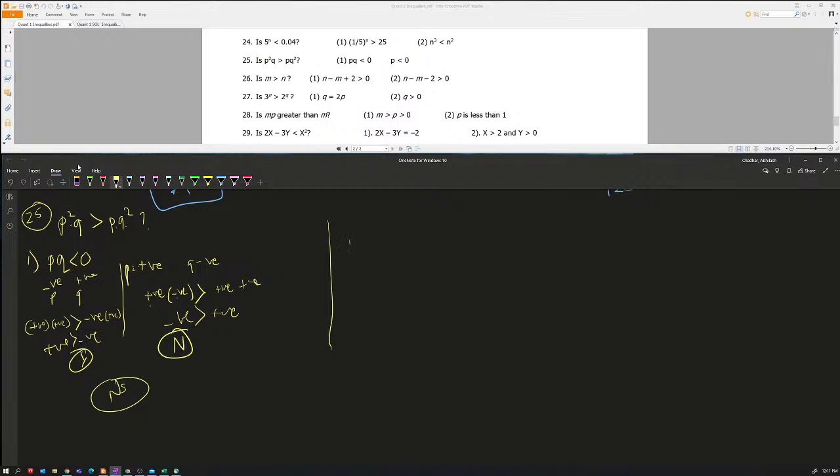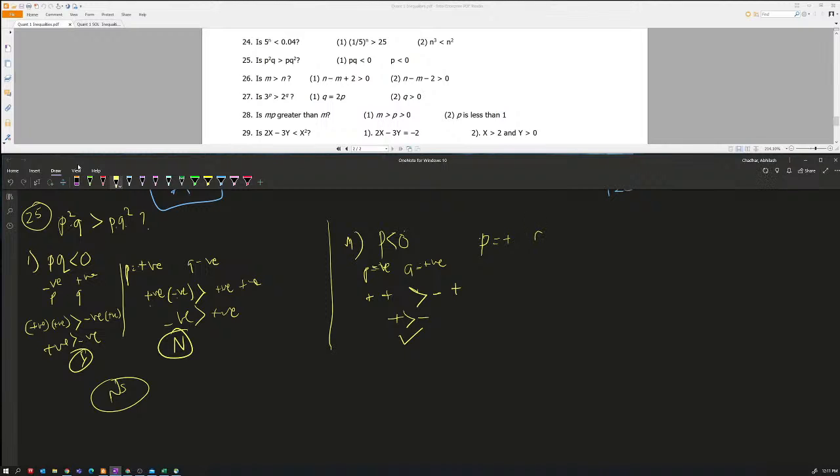Let's take number 2. Condition number 2 says p is less than 0. So if p is less than 0, that means p is negative. So if p is negative, then q could be either positive or negative. So let's say when p is negative and q is positive, we will get negative square is positive, and then q is positive is greater than negative into positive. So we get positive is greater than negative, which is a yes answer.